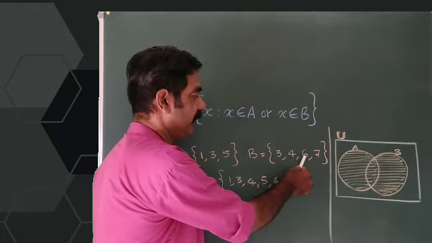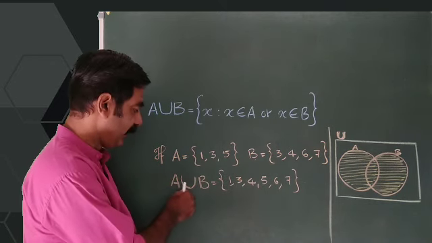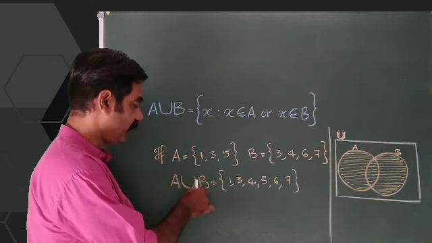Example, let A be equal to the set {1, 3, 5} and B is equal to the set {3, 4, 6, 7}. See, A union B. See, this is a notation for union.